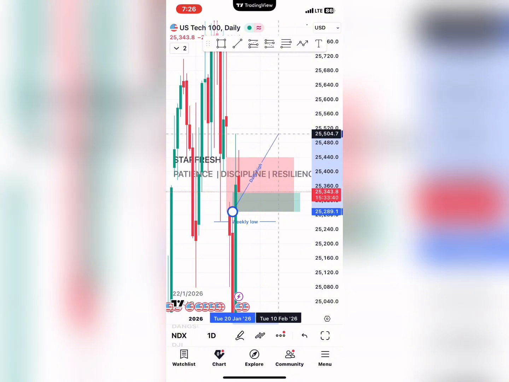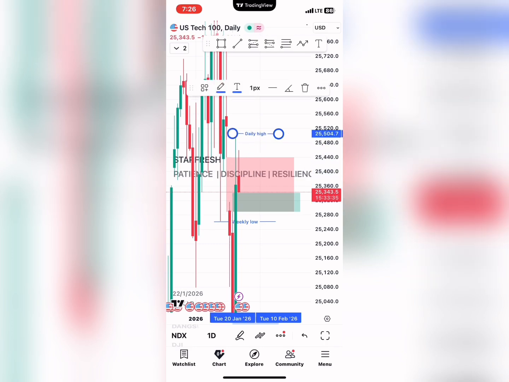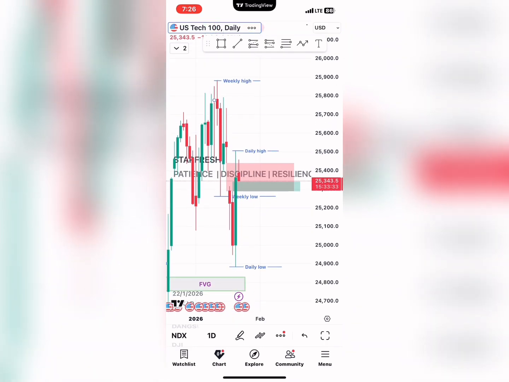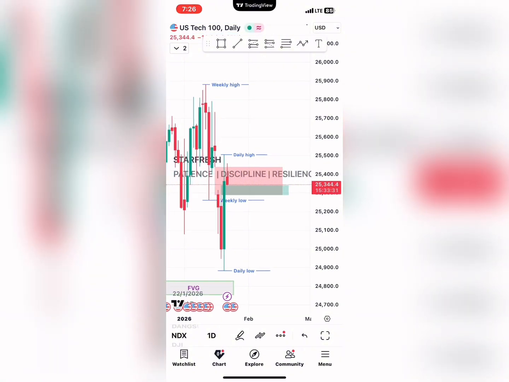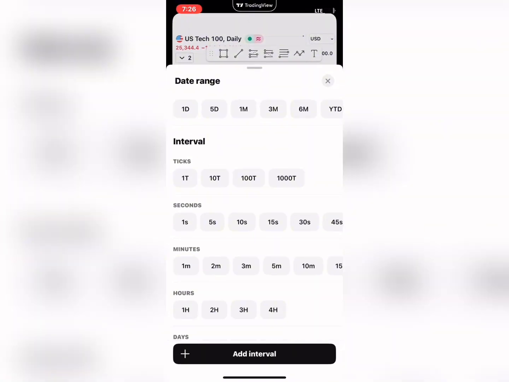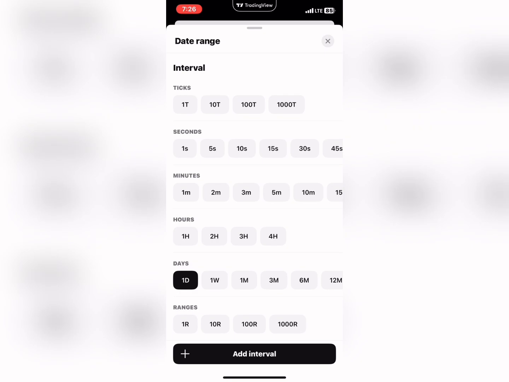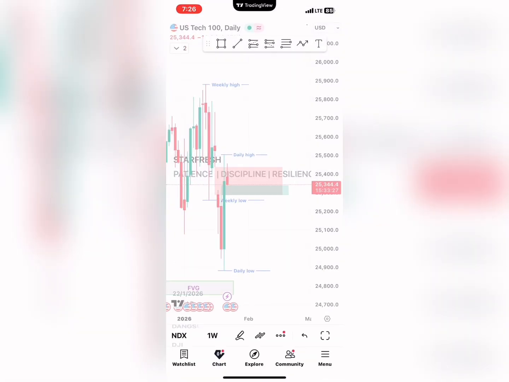The strategy is so easy. All we are using is our liquidity levels and our fair value gap. So easy, and you can make $5,000 daily using this strategy. Normally, I'm supposed to start from the weekly time frame, but there's not much information on this particular weekly. But let me just show you guys so you see how it is.